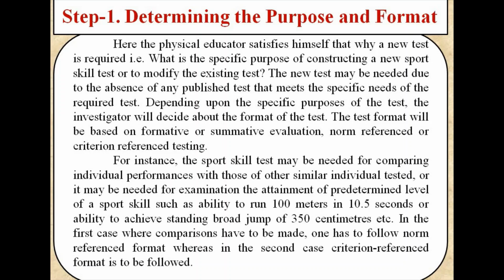For instance, the sport skill test may be needed for comparing individual performances with those of other similar individuals tested, or it may be needed for examining the attainment of a predetermined level of a sport skill, such as the ability to run 100 meters in 10.5 seconds or the ability to achieve a standing broad jump of 350 centimeters, etc. In the first case, where comparisons have to be made, one has to follow the norm-referenced format, whereas in the second case the criterion-referenced format is to be followed.